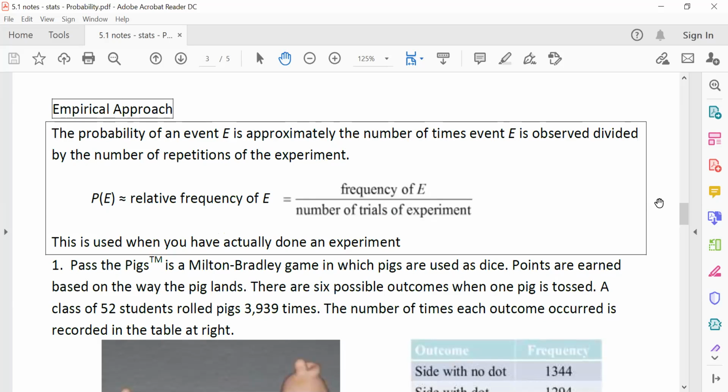So the empirical approach: there are actually going to be 3 different forms of probability. We call them the 3 types of probability. The first type we're going to look at is called empirical probability. This is where we run an experiment, repeat the experiment multiple times, and measure how often an event occurred and divide it by the total number of times we ran the experiment. That's how we calculate the empirical probability of that event.